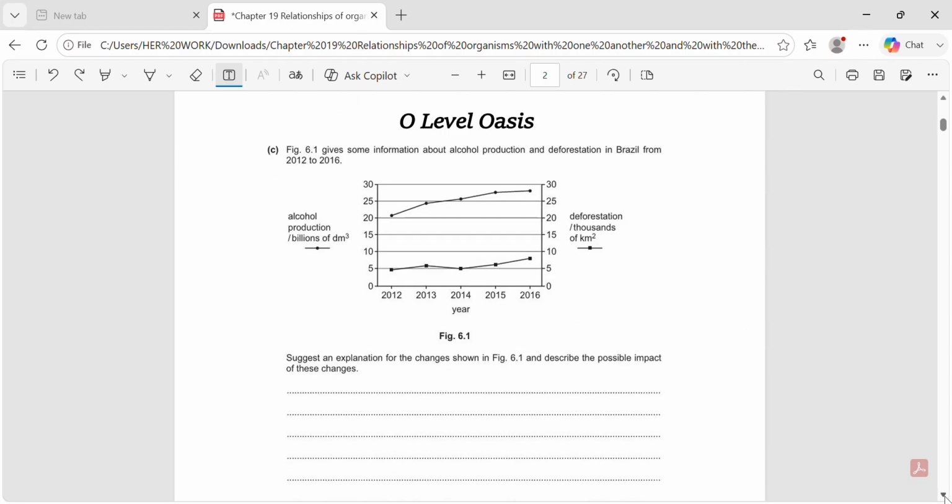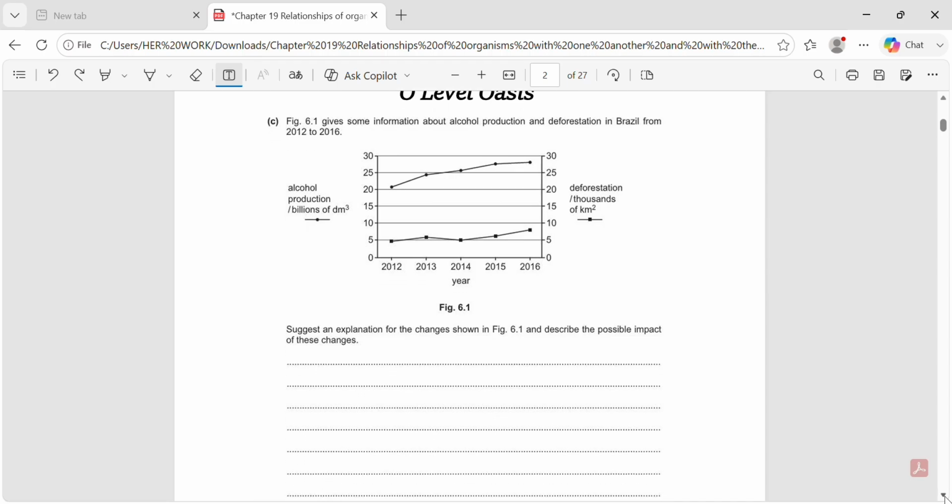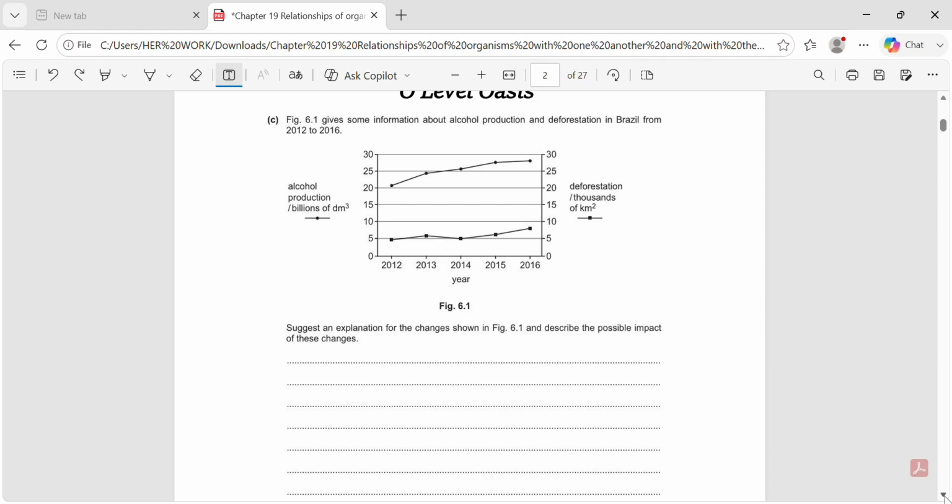Now, Part C says, Figure 6.1 gives some information about alcohol production and deforestation in Brazil from 2012 to 2016. The graph shows two trends over the years. The alcohol production line rises steadily from just over 20 billion dm³ in 2012 to nearly 30 billion dm³ in 2016. The deforestation line also shows an overall increase from around 5,000 km² to about 8,000 km², with only a slight decrease in 2014. This means that as alcohol production increased, deforestation also generally increased.